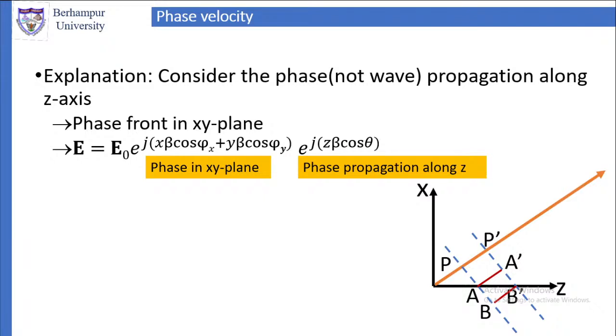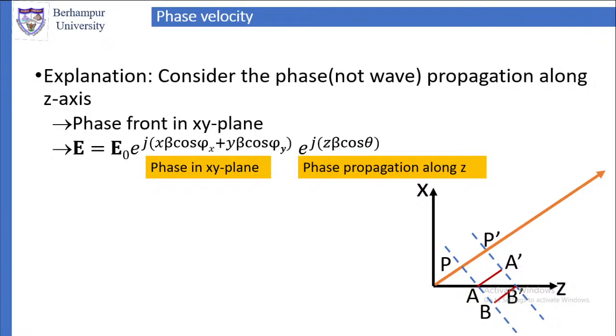Now what is the velocity? The velocity of the wave will be A dash, that is the distance, divided by time, A dash by t or B dash by t. Both these are equal because A dash is equal to B dash, because PAB and P dash A dash B dash are two parallel lines. So A dash by t is equal to B dash by t. That is the velocity of the wave. The wave front is PAB, and in the next instant the wave front is P dash A dash B dash.